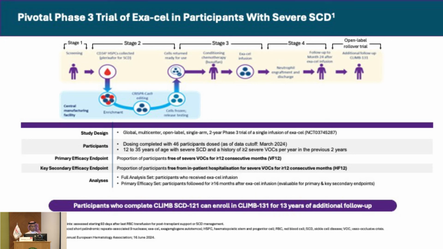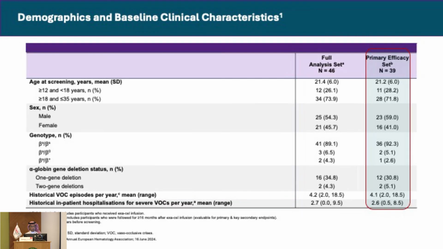Now, the primary efficacy endpoint is for the patient to have a severe VOC-free period of more than 12 months. The secondary efficacy endpoint is for these patients to have no inpatient hospitalization. So of the 46, evaluable patients number 39. Around 30% of them are adolescent and the rest are adults.